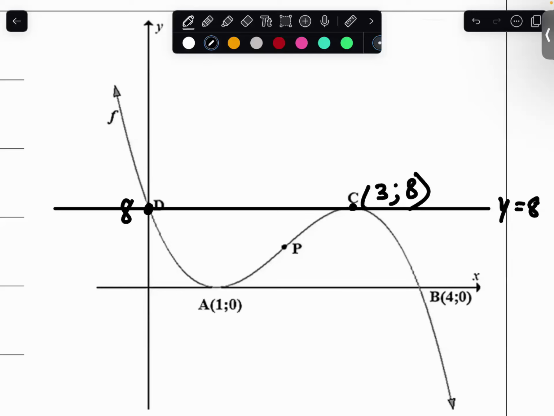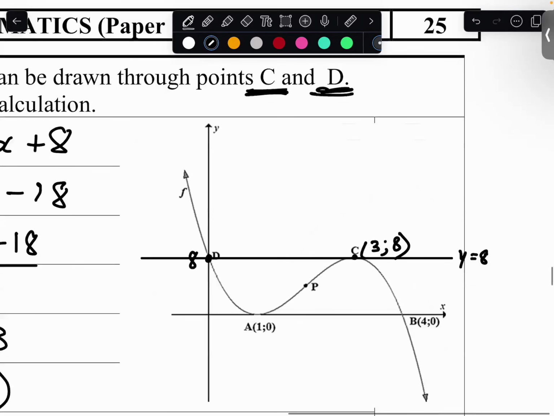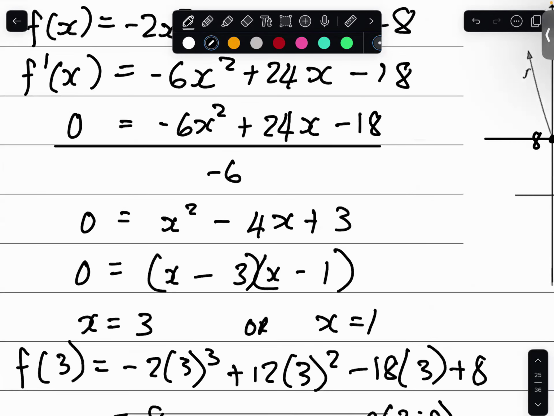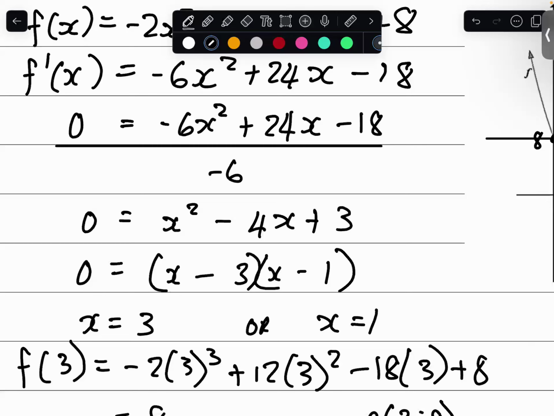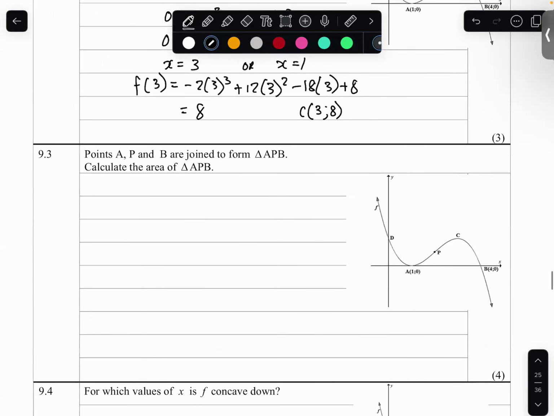Again, the only way a line can be a tangent to a curve at a turning point is if that line is a straight horizontal line parallel to the x-axis. And how do I know that that line will be a straight horizontal line if the line is passing through both points C and D? It's if they share the same y coordinate. And they do share the same y coordinate. So we can then conclude that the tangent does pass through points C and D. And that's it. Okay, let's look at the next one.